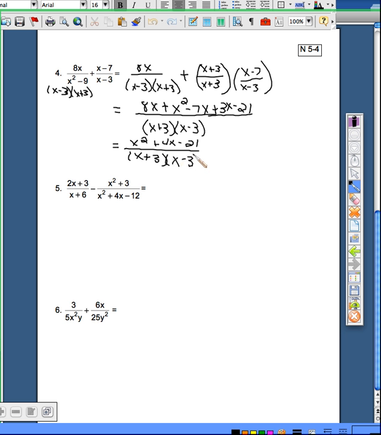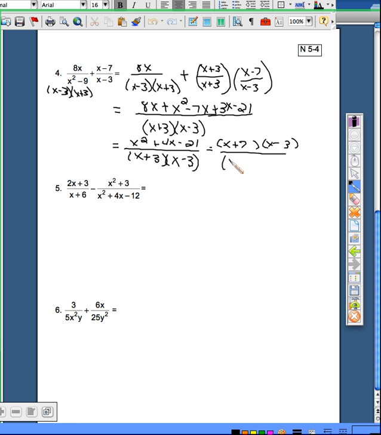Now here we end up with a quadratic term in our numerator, so we're going to have to check to see if we can factor that numerator. And we think of factors of 21, one's going to be plus and one's going to be minus, that will add to be 4x, multiply to be negative 21. Well, that's going to be plus 7 and minus 3.